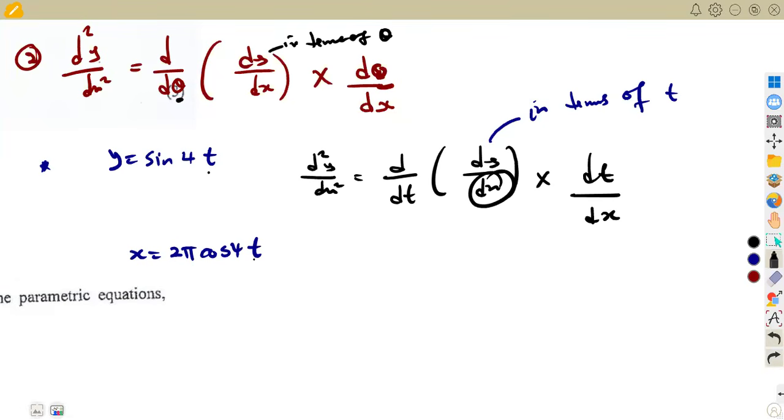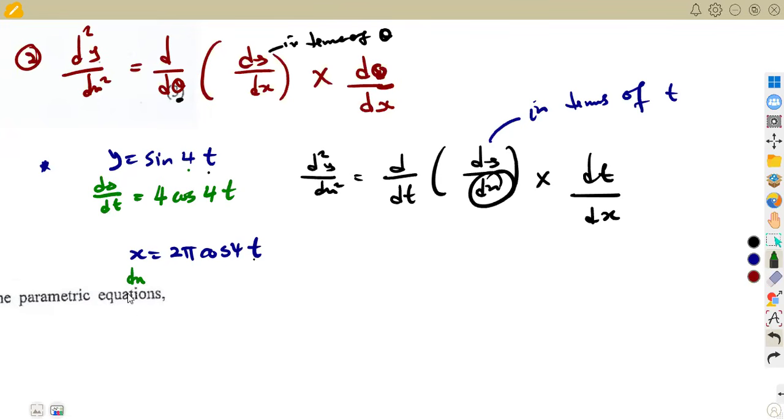Let's see what we have. From this y here, we're going to find the derivative of y with respect to t. Remember, sine changes to a cos, but this here multiplies. That is, we have the first derivative of f of t, and it changes to cos f of t. So the derivative of 4t is 4, so it's going to be 4, then it changes to cos 4t.